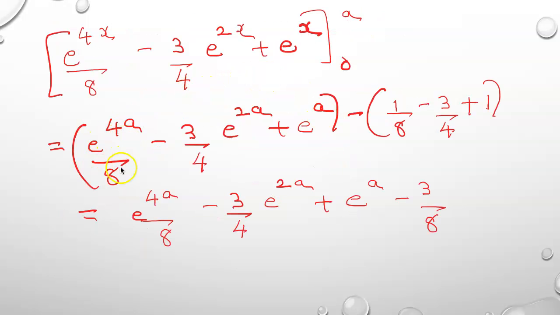So this is e raised to 4a by 8 minus 3 by 4 e raised to 2a plus e raised to a minus e raised to 0 is 1. So 1 by 8 minus 3 by 4 plus 1. So that will give you e raised to 4a by 8 minus 3 by 4 e raised to 2a plus e raised to a, and this will give you minus 3 by 8. So this is your answer.